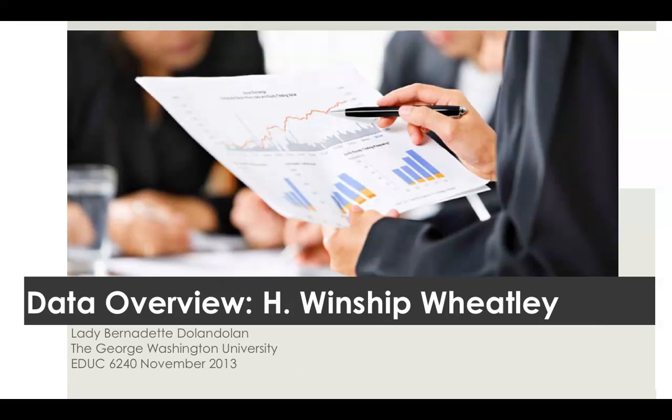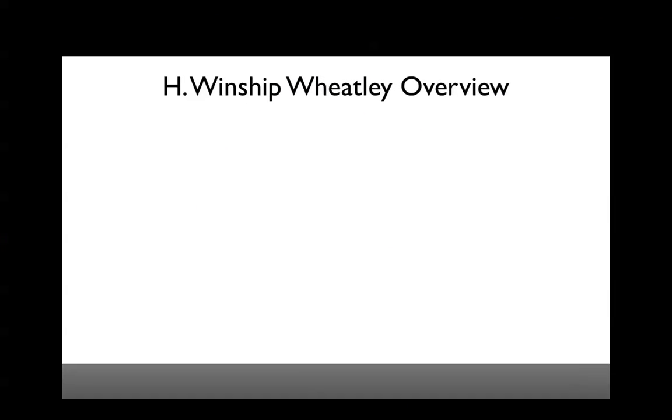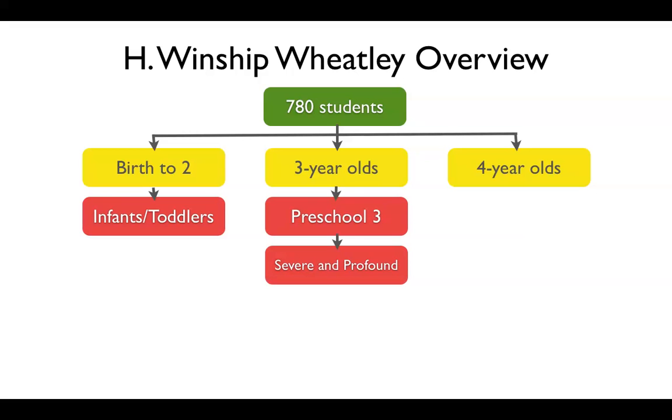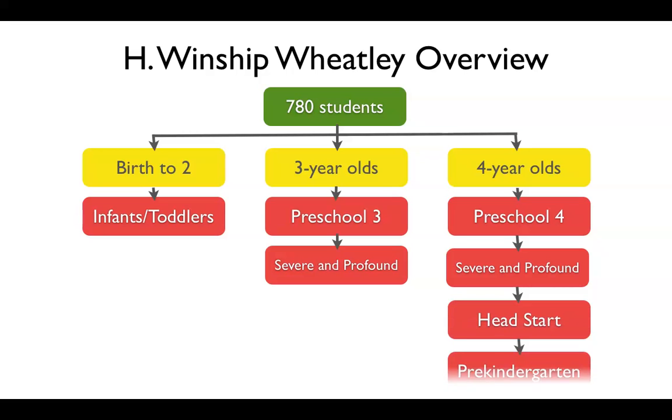Let me give a quick preview of Winship Wheatley. Wheatley is a large early childhood center providing services to 780 students with and without special needs between the ages of 0 to 4. We have an infants and toddlers program for at-risk infants and toddlers, as well as those with identified special needs. We have self-contained special education programs for 3 and 4-year-olds and inclusive co-taught pre-kindergarten and Head Start classes.